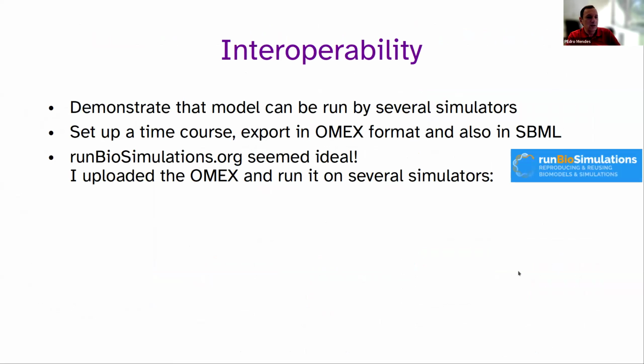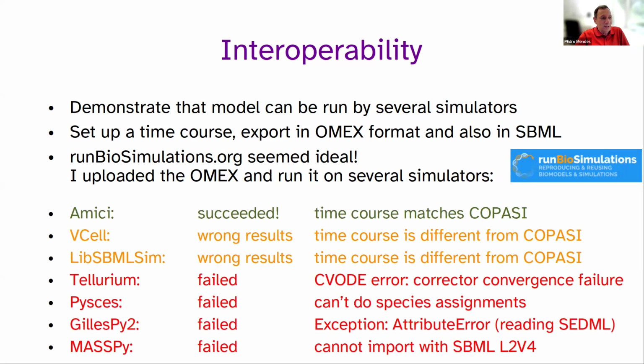So now running this on other simulators. Well, I thought this was a very good use case for run biosimulations, another product of this center. So I tried to do that. Since I had the OMEX, I just had to upload it into run biosimulations and get it working. And this was the outcome. So Amici worked. Amici is actually a MATLAB package, but run biosimulations created a wrapper for it. I think they have a container that has everything. That one managed to run, produced a time course that matched what I did in COPASI. So there's interoperability already proven, because 2 pieces of software could use the same SBML file and produce results.